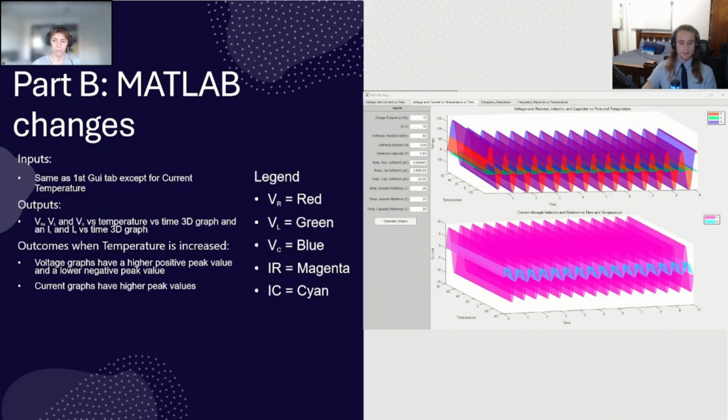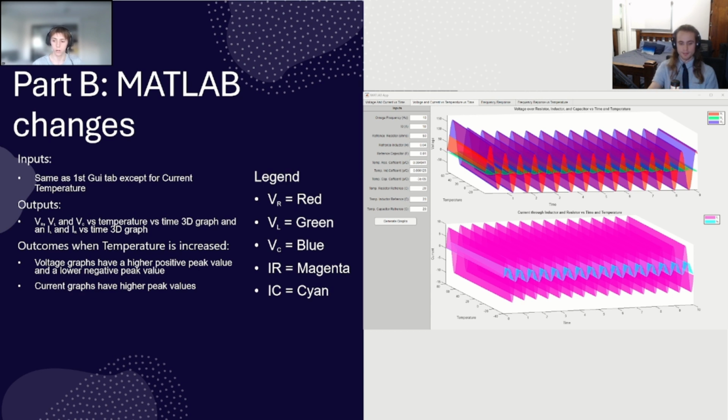On the second tab, based on the inputted values, the app outputs the voltage across a resistor, inductor, and capacitor versus temperature versus time 3D graph, and the current across an inductor and resistor versus time 3D graph. The colors for each value in the graphs are as follows. Voltage across the resistor is red, voltage across the inductor is green, and the voltage across the capacitor is blue. The current across the resistor is magenta, and the current across the capacitor is cyan.